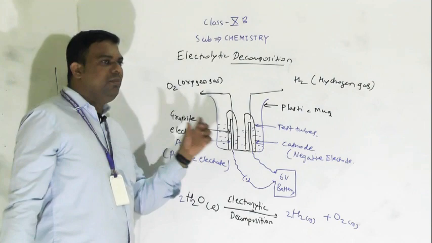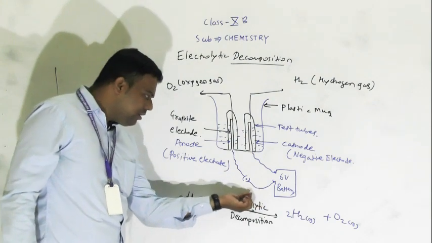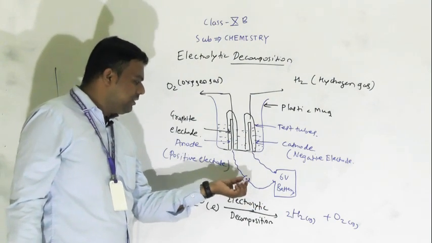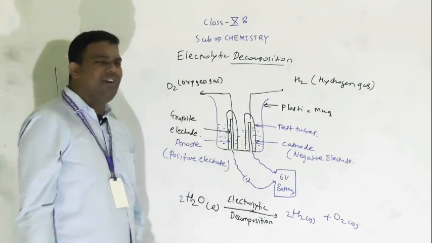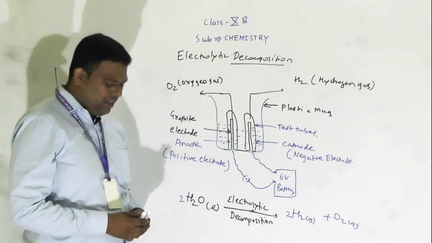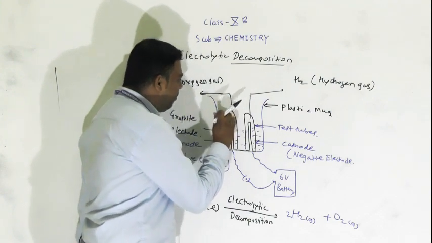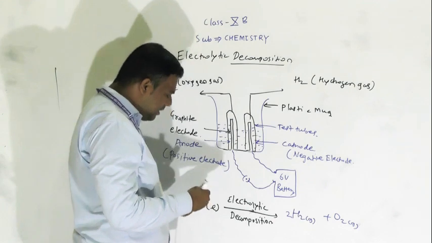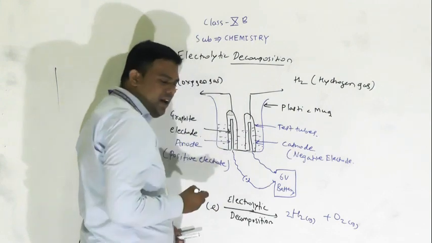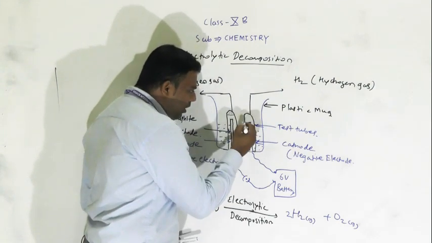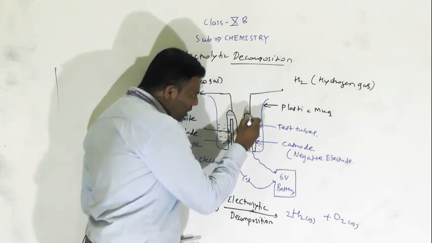Okay, so what is the main observation here? When you switch on this circuit, leave this cell undisturbed for some time. Then you will observe some amount of oxygen gas. So see here, oxygen gas will bubble up to this mark, and here hydrogen gas will bubble up to this level.